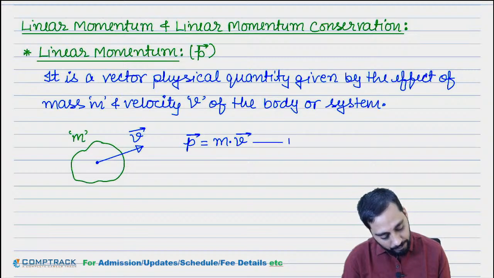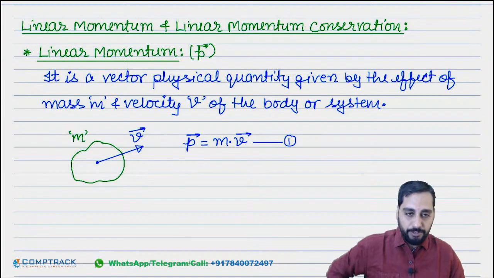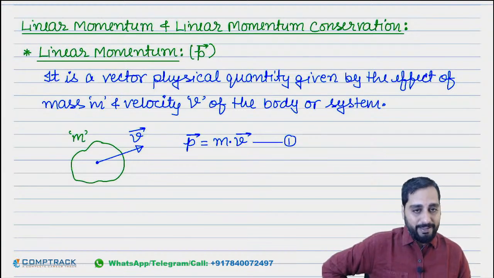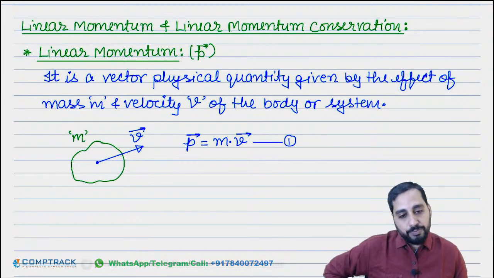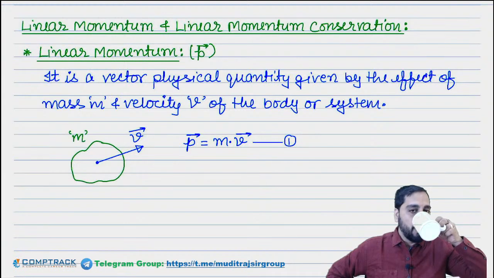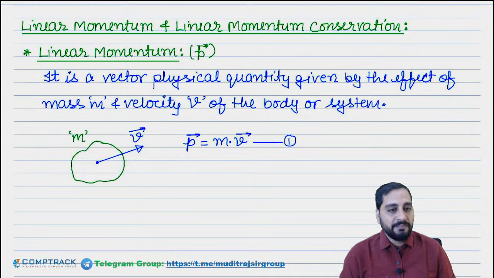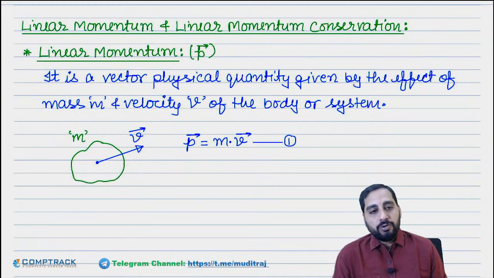So will this be a dot product or cross product? Which product will it be? m into v, you are doing. Will it be dot product or cross product? It will be dot product or cross product, m into v.